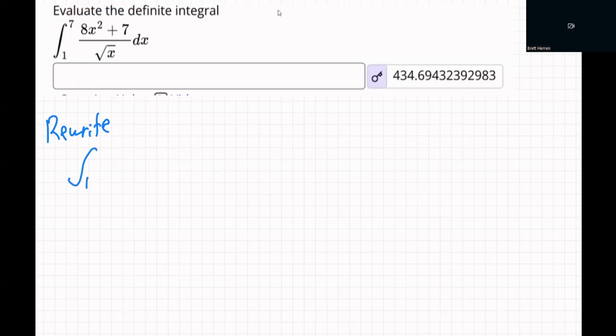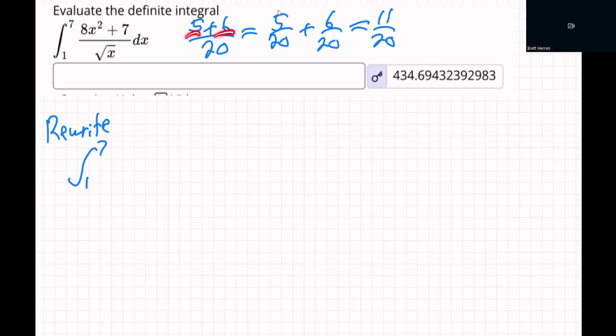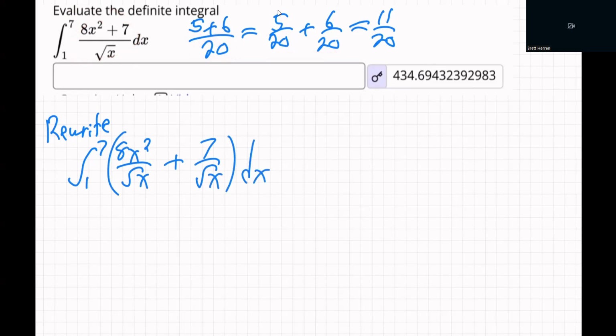This is the integral from 1 to 7. And then I'm going to break this up. Like if you have 5 plus 6 over 20, that's the same thing as 5/20 plus 6/20. Either way, it's 11/20, right? So my point is when you have two things over one number, you can break them up into two if you want to. Well, that's what I'm going to do here. I'm going to say, okay, so this is going to be 8x squared over the root of x plus 7 over the root of x dx. So I'm going to break it up. Why? Because then I can simplify it and divide it.